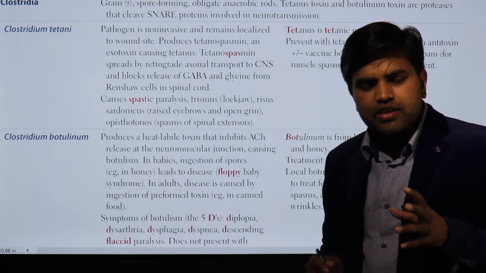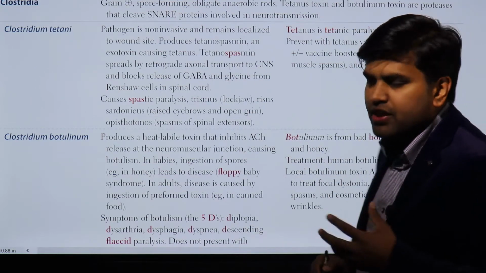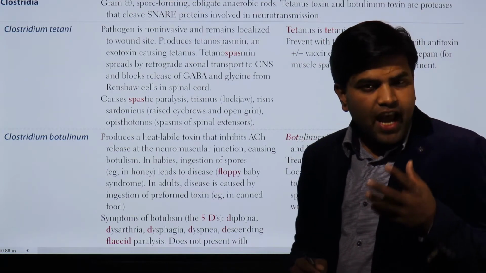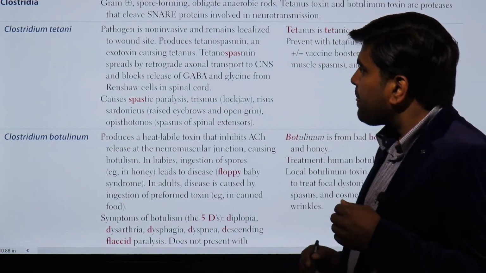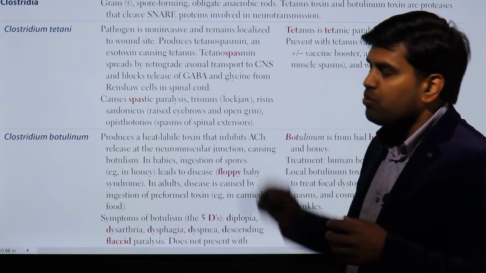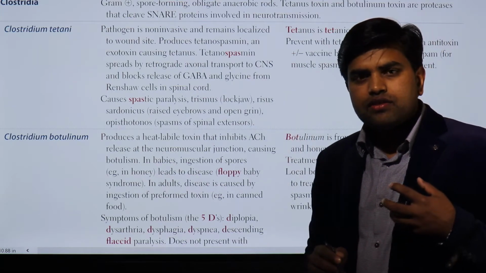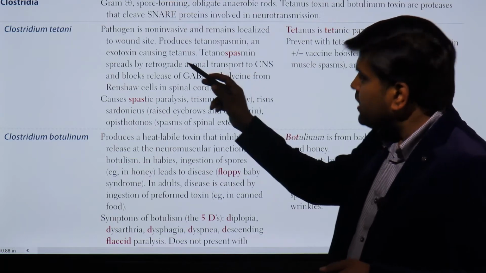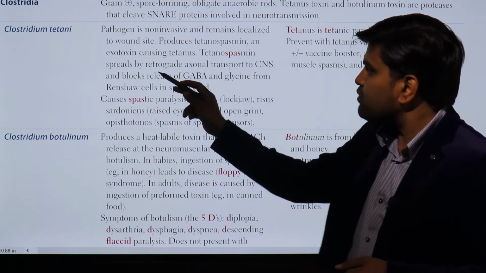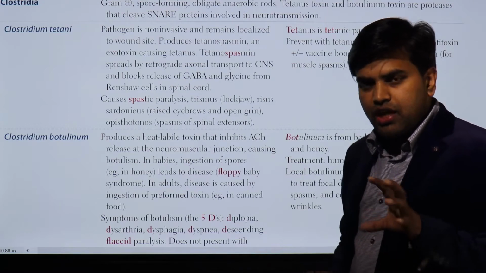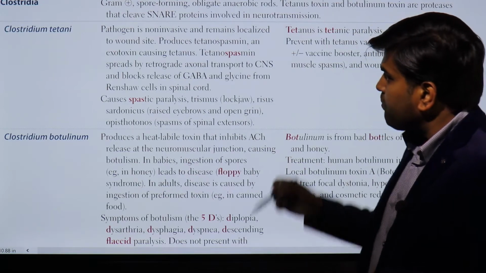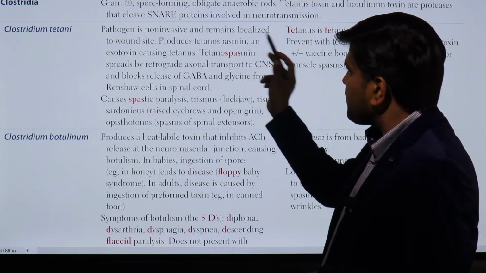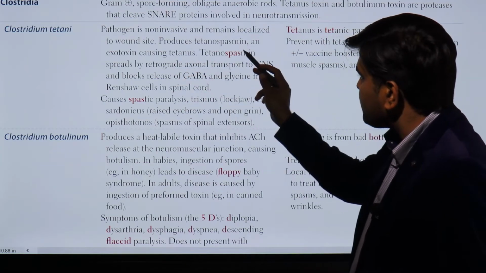The important thing about Clostridium tetani is that it is a pathogen that is non-invasive and remains localized to the wound site. So the bacteria itself is not going to cause you disease. It is non-invasive, but it produces the tetanospasmin exotoxin causing tetanus. That is important. To repeat, the pathogen is non-invasive and remains localized to the wound site, but produces tetanospasmin, an exotoxin that causes tetanus.